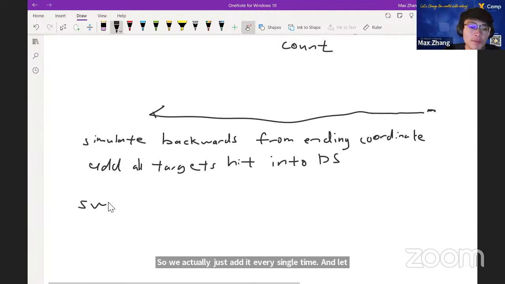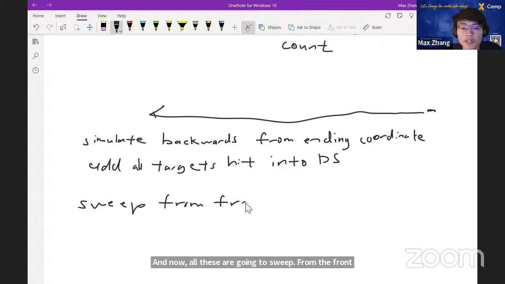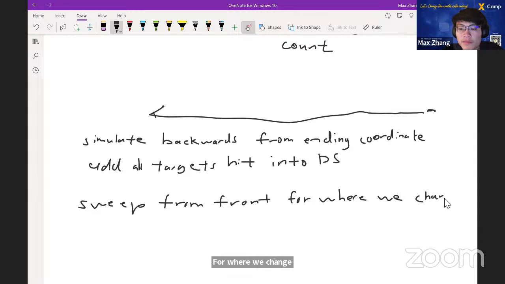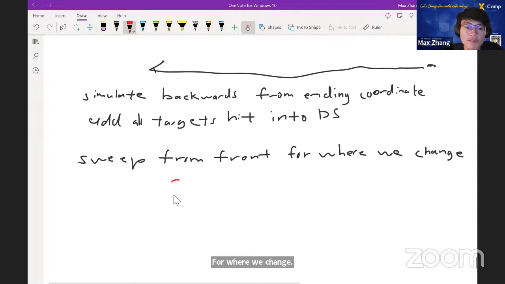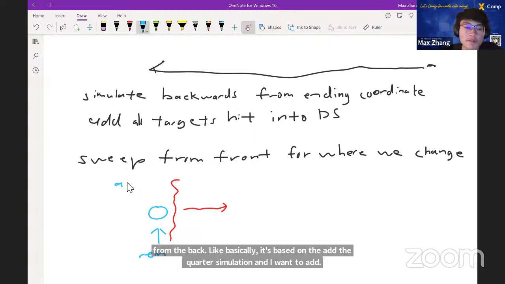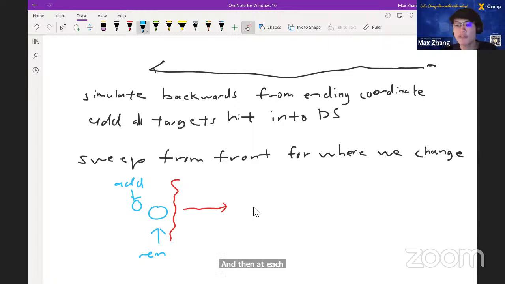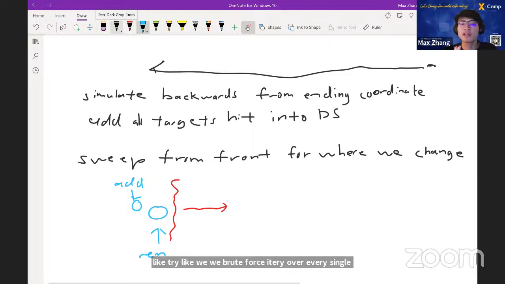And now we're going to sweep from the front, for where we change. So we have the sweep line here, moving to the right. As we move to the right, we're going to remove the targets that we hit from the back, based on the ending coordinate simulation, and we're going to add the ones that we hit from the front. And then at each coordinate, we brute force iterate over every single possible change, and we allow the change as long as it would result in the ending coordinate we fixed at the very beginning.